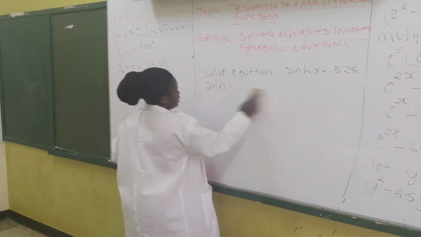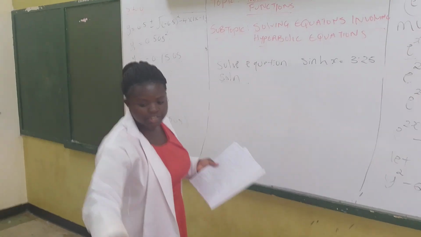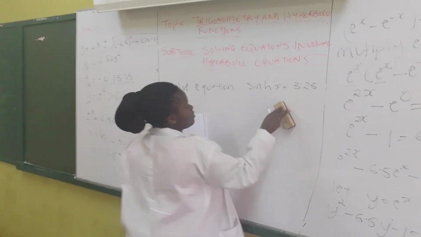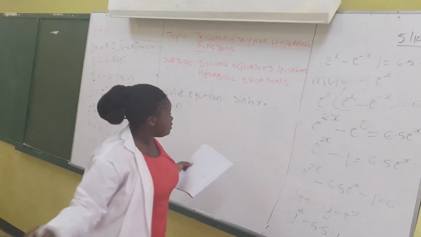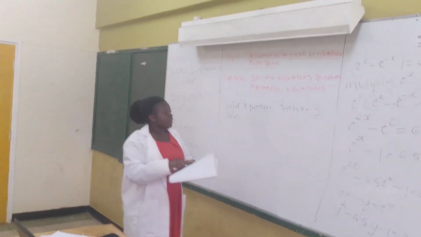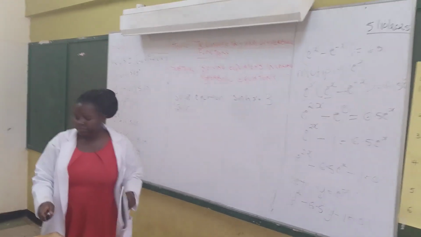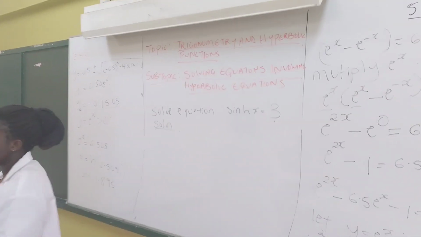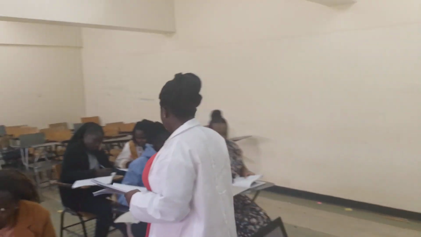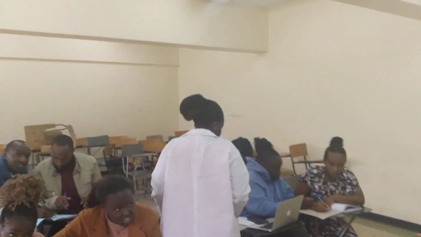So I want you to solve this equation through think, pair and share. Write this equation: sinh of x, let it be 3. Sinh of x is equal to 3. With your friend, sinh of x is equal to 3.